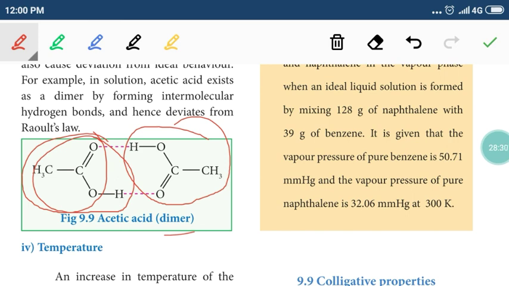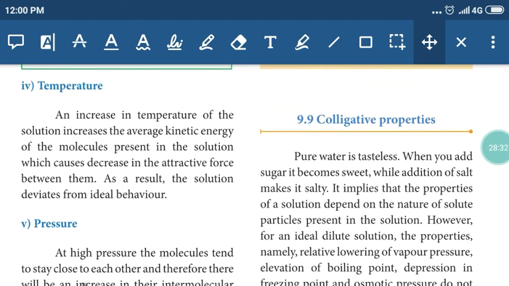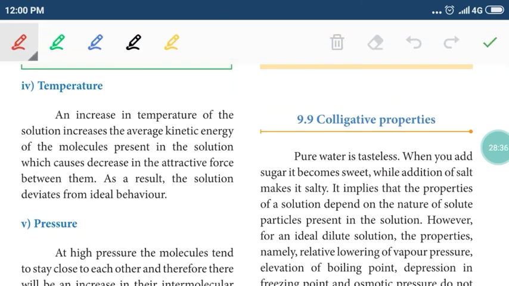Then what is the effect of temperature? Due to a change in temperature, ideal behavior will be disturbed. For example, when we increase the temperature, the kinetic energy of all the molecules will increase, so they are moving rapidly. Intermolecular forces will be reduced. The interatomic attractive forces are reduced, so there is a deviation from ideal behavior.